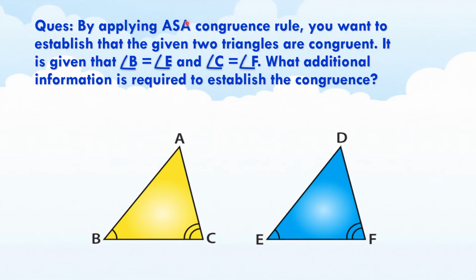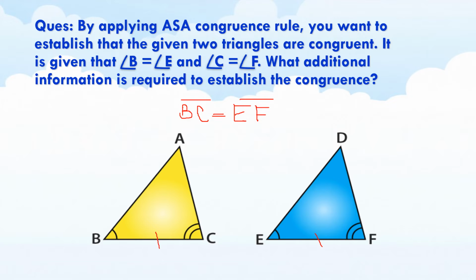Now here it is the ASA rule. This A is also given, which means two angles are given. So the third, included, will be the side. The included side is missing. Now which is the included side over here? The included side over here is this and this, that is BC is equal to EF. So the additional information that is required is that line segment BC will be equal to line segment EF. Okay, that's it. This is the answer.